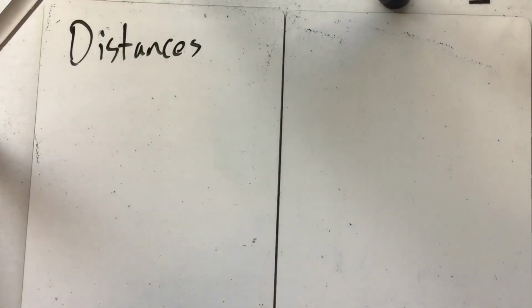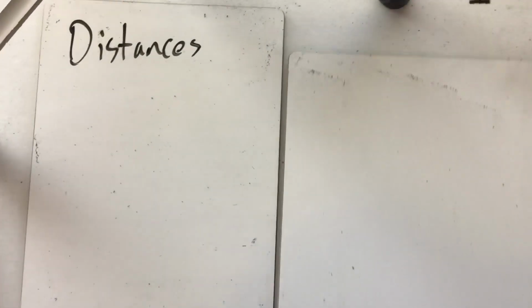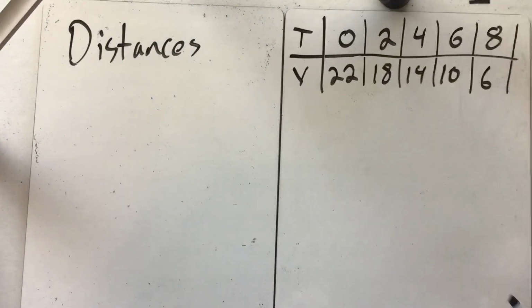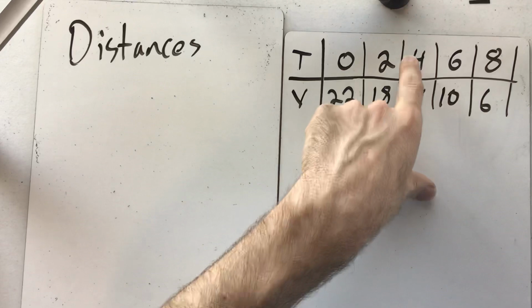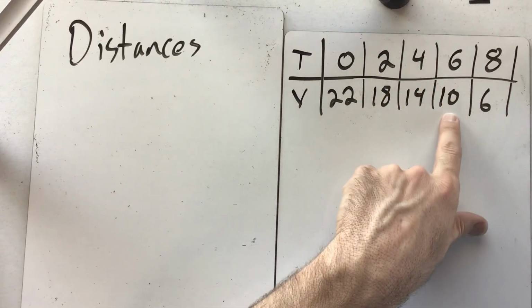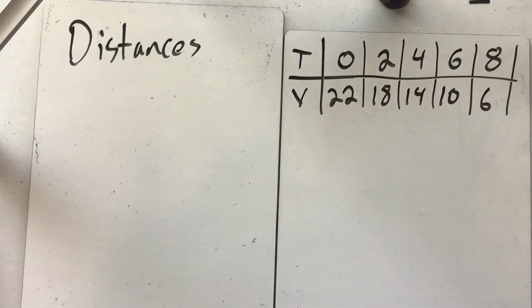And so what I'm going to do is I have that table on there. So the velocity of a car is given by this table, where at time 0 it's going 22 feet per second, and then at 2 seconds it's going 18 feet per second, at 4 it's given 14, at 6 it's given 10, and at 8 it's going 6 feet per second.